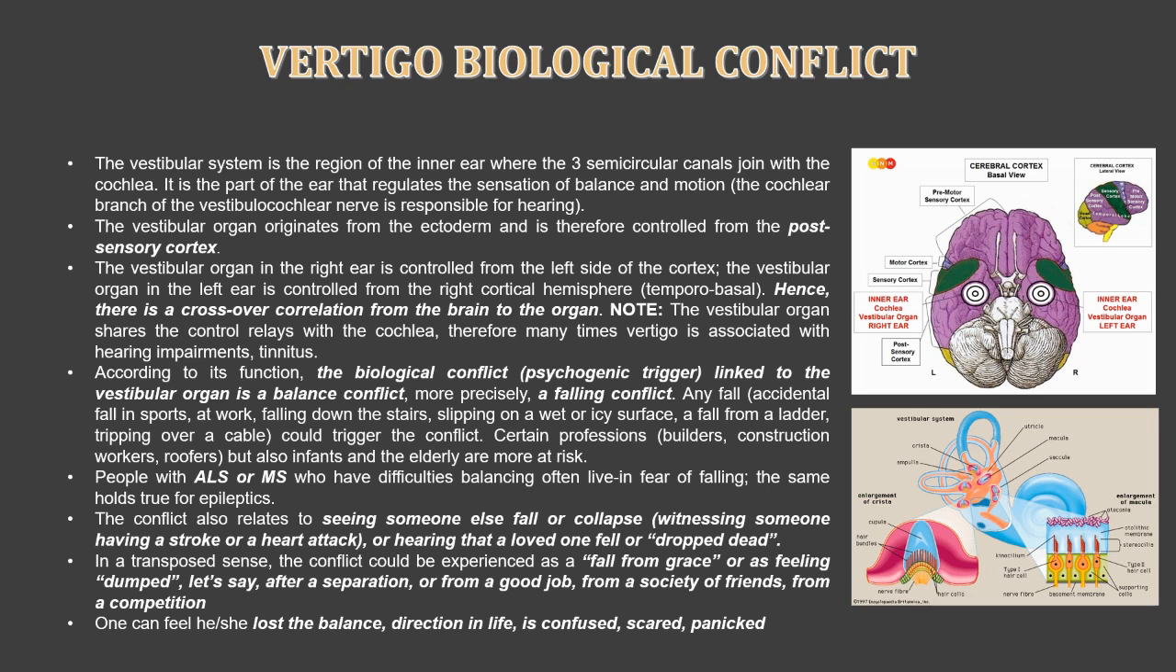The vestibular organ in the right ear is controlled from the left side of the cortex, and the vestibular organ in the left ear is controlled from the right cortical hemisphere. Hence, there is a crossover correlation from the brain to the organ. Important to note is also that the vestibular organ shares the control relays with the cochlea, therefore many times vertigo is associated with hearing impairments as well as tinnitus.